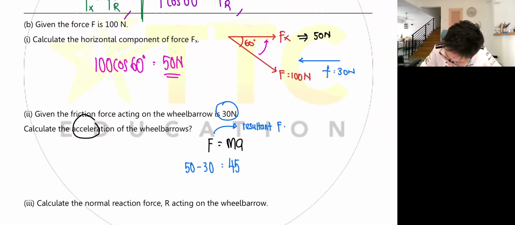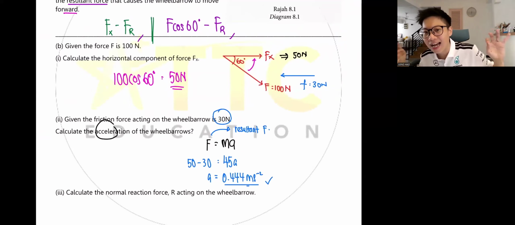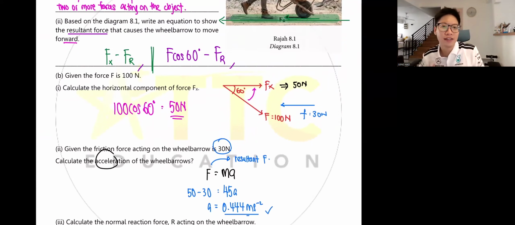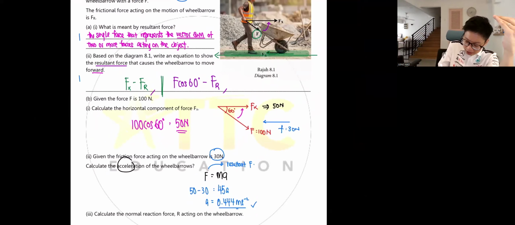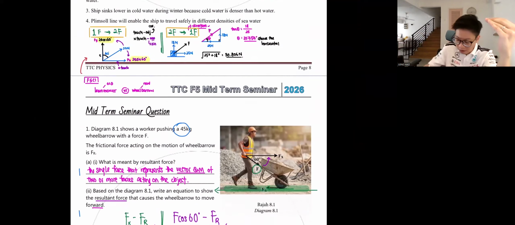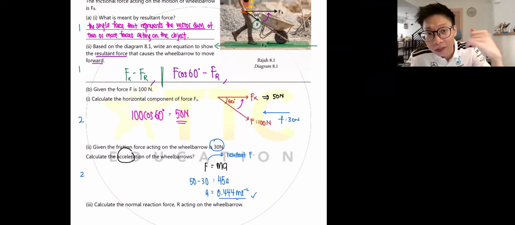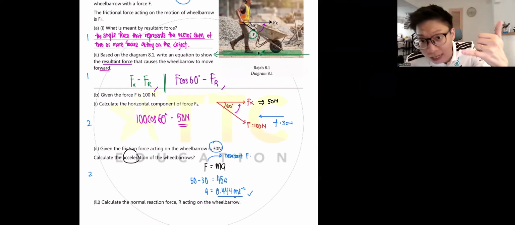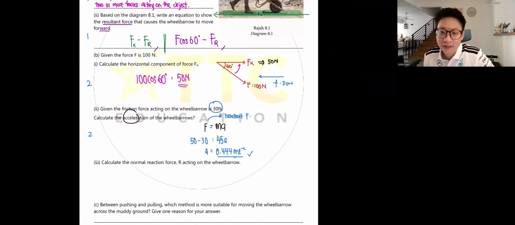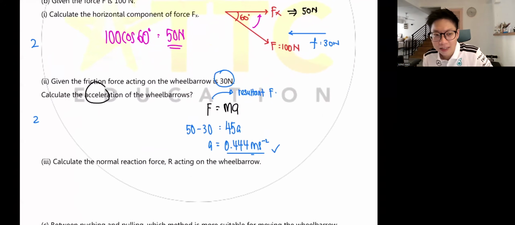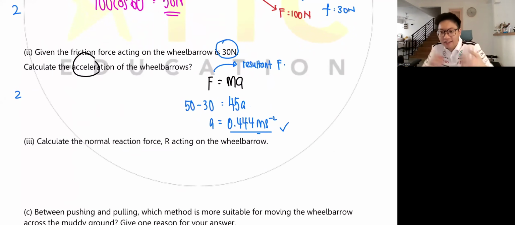45 kg, yeah, easy. A is equal to 0.444 m/s². Very easy. Okay. So guys, if let's say this is 1 mark, this is 1 mark, this is 2 marks, congratulations, you can get 6 marks already. At least you can get 6 marks. Okay. Guys, you see the number of participants in this class is 7.